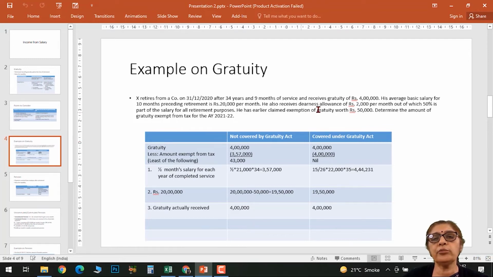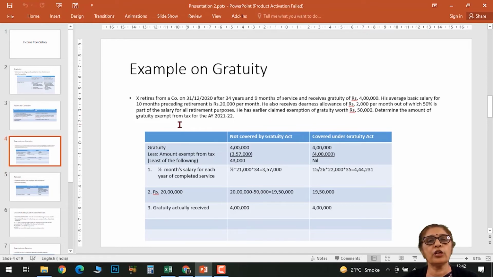He has earlier claimed exemption of gratuity worth rupees 50,000. So this 20 lakhs gets reduced by 50,000. As I said, this is a one lifetime exemption of 20 lakhs. It is not per job 20 lakhs.